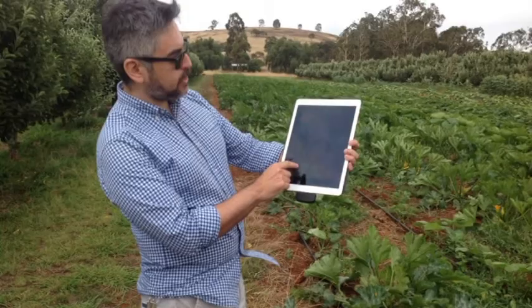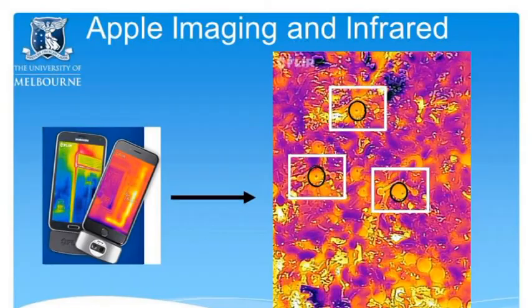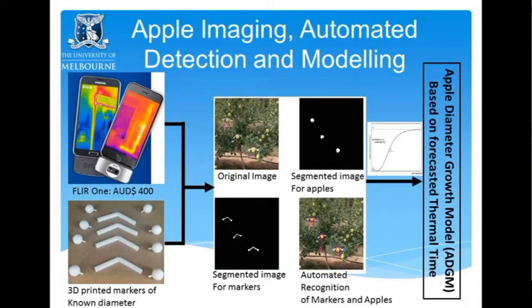Well, it's a handheld device, it can be a smartphone or a tablet PC, and then you can attach an infrared camera, which are now really cheap. They cost around $400. We can predict using the cameras. We can take a picture. What the program does basically is obtain the diameter of the fruit, plug it into the models, and predict the final size of the fruit.